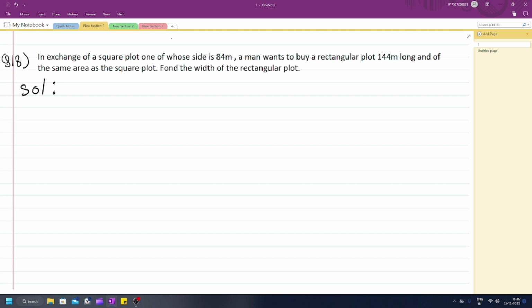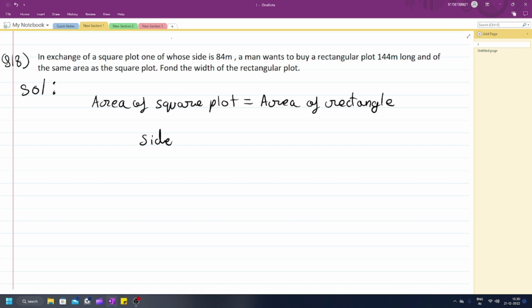So first let's write: area of square plot is equal to area of rectangle. Okay, so now we will first apply the formula of square, which is side squared, is equal to area of rectangle, which is length into breadth, right? So here we need to find the breadth.